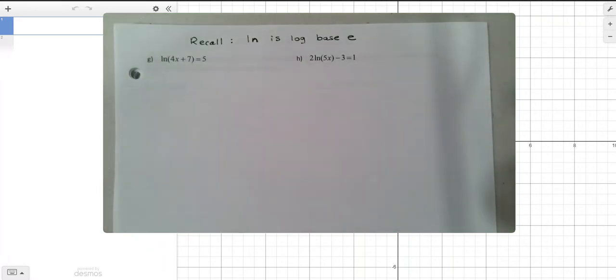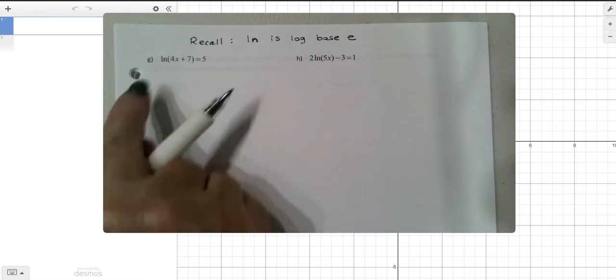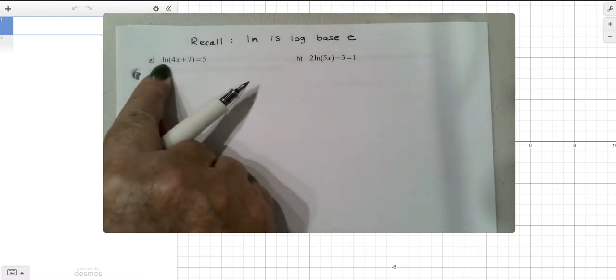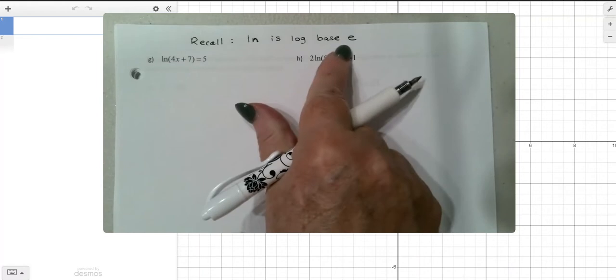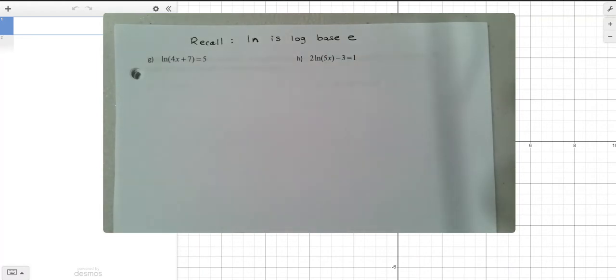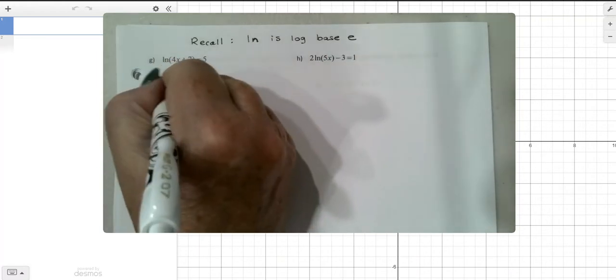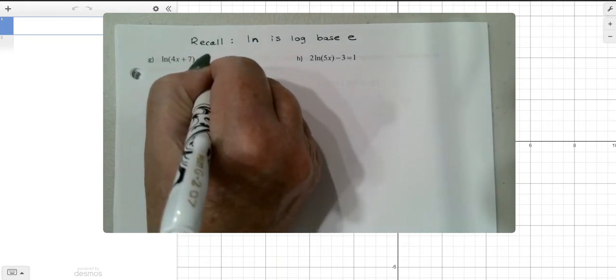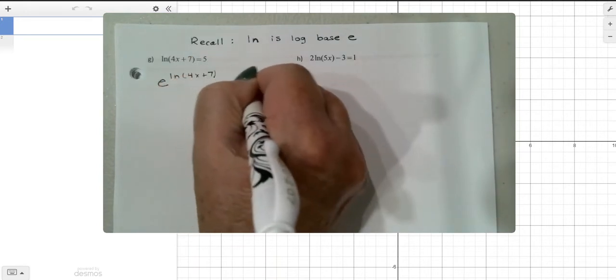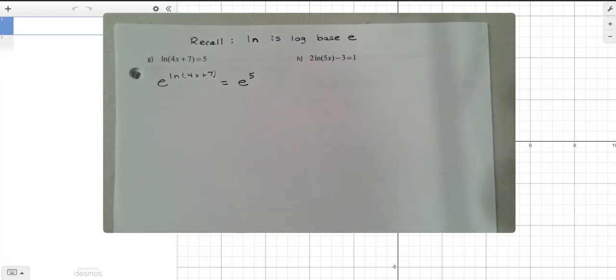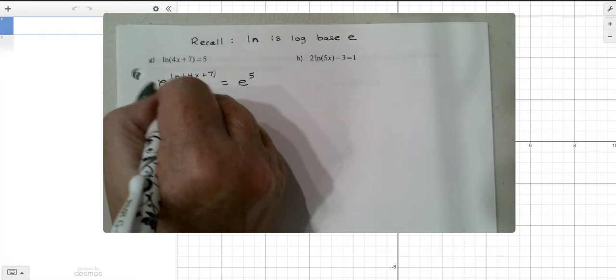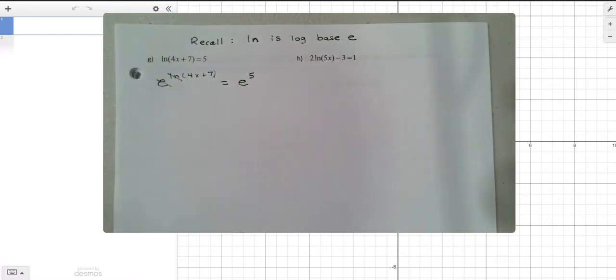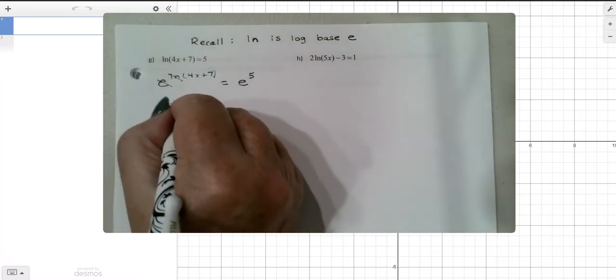So when I have a natural log equation, the inverse function for the natural log is going to be the exponential base e. So exponential base e on the left equals exponential base e on the right. Because that is a log base e, those are inverses. And the left-hand side's just 4x plus 7.